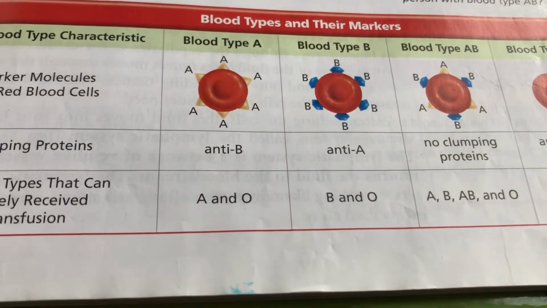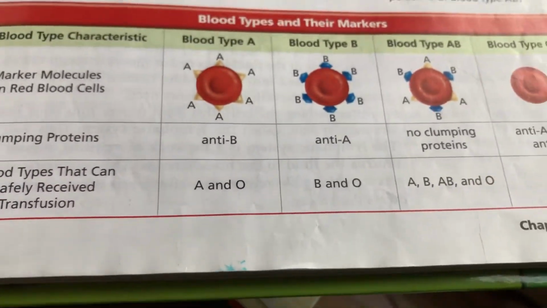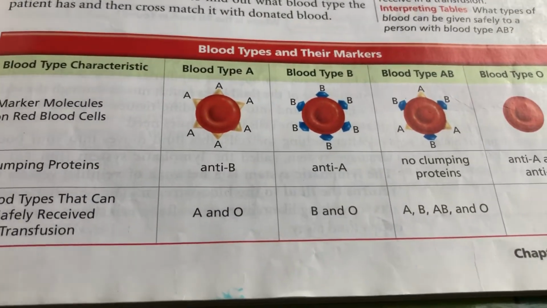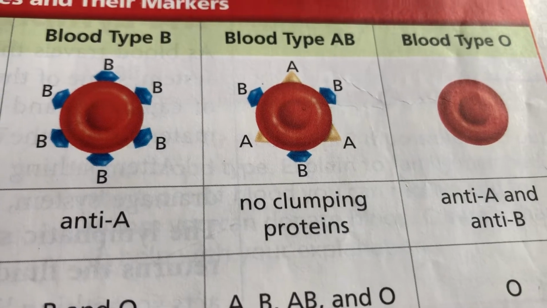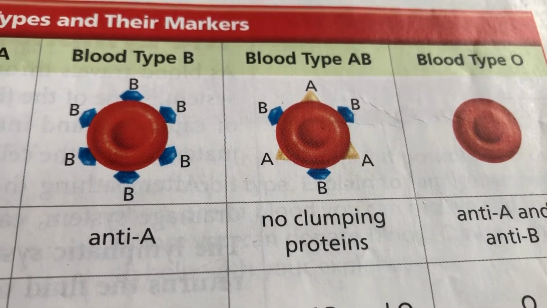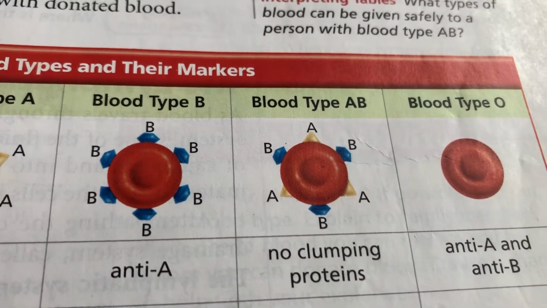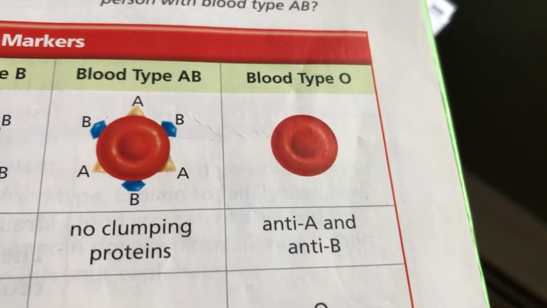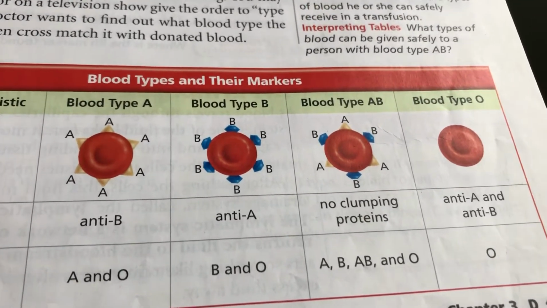Same thing with somebody with blood type B receiving blood from somebody who had blood type A. It would be problematic. Okay, so that's really important to know. Blood type AB has no clumping proteins. So blood type AB is like the universal receiver of blood. And then blood type O is the universal donor of blood. So imagine that your blood is being donated without plasma, okay?